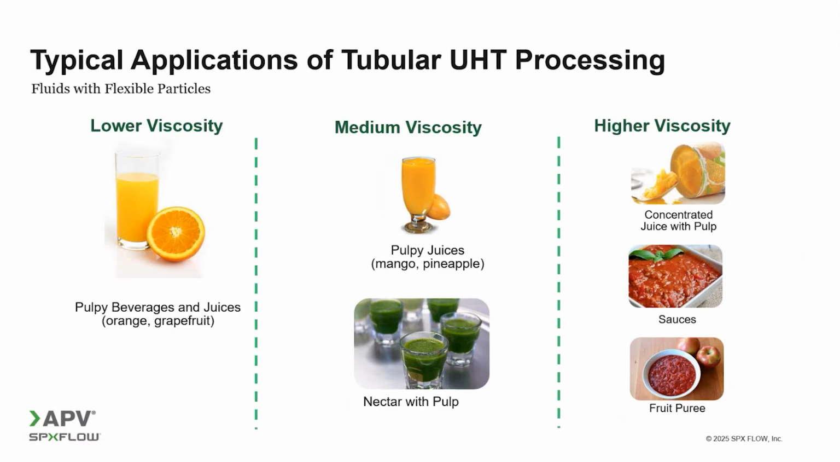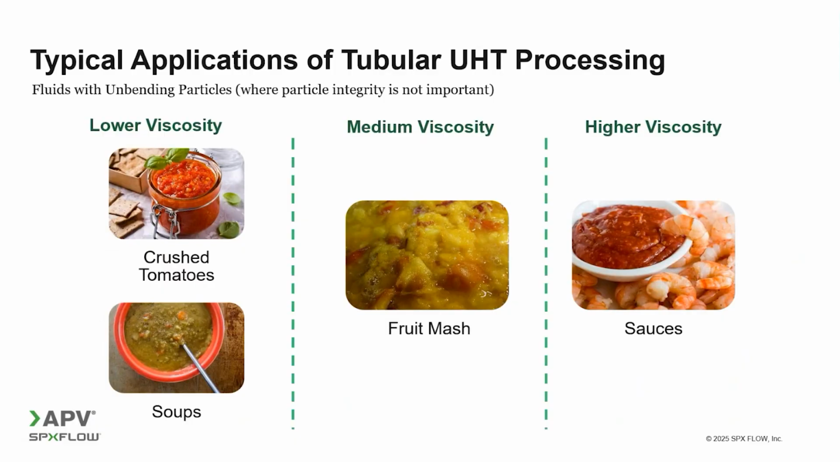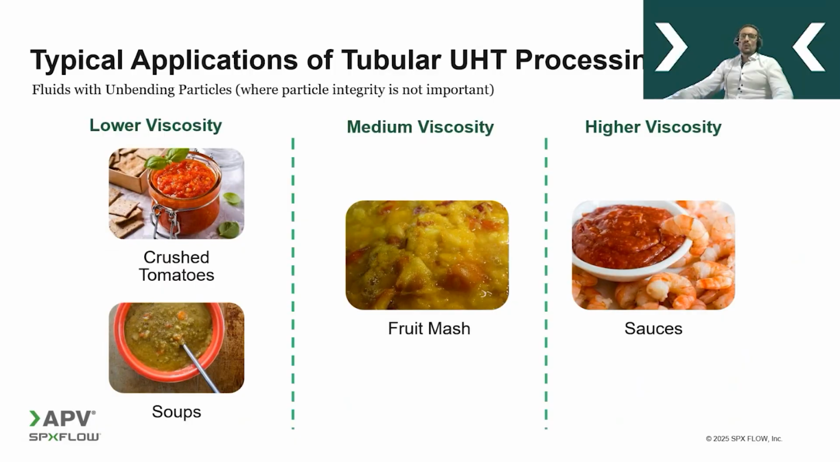These types of products are typically more demanding to process, and that is why here the tubular technology is really showing its strength. In the third category, we've got fluids with non-deformable particles, where maintaining particle integrity is not critical. We find applications such as crushed tomatoes, soups, and fruit mash.